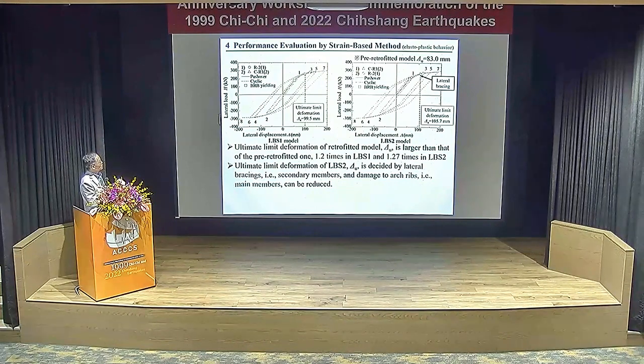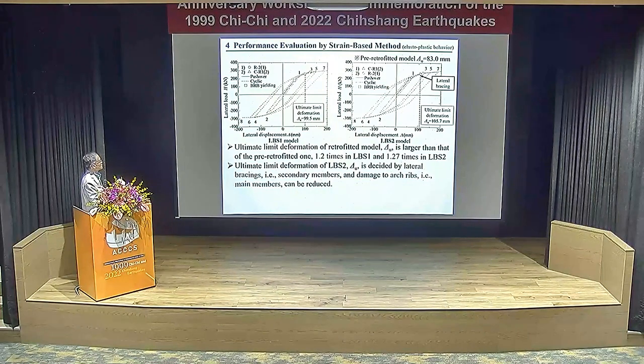And we also checked the displacement. For example, the ultimate limit deformation for the retrofit model, delta U, is larger than for this one, about 1.1 compared with the two models: 1.2 times in LBS1 and 1.27 times in this case.